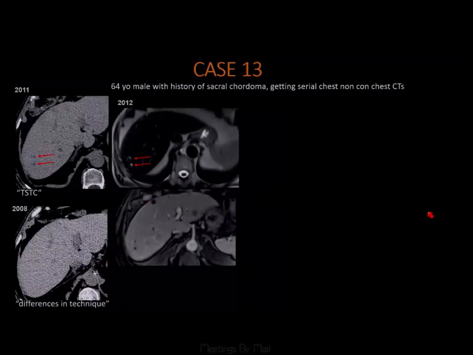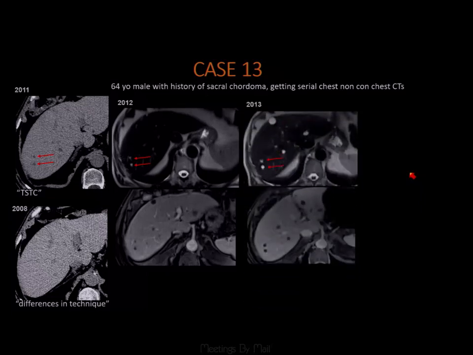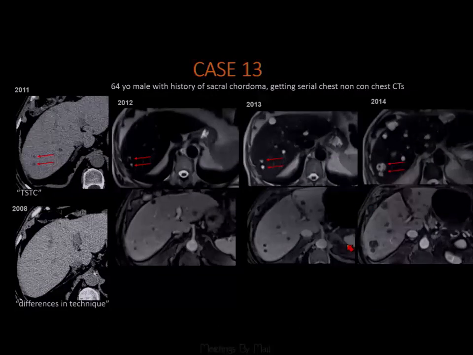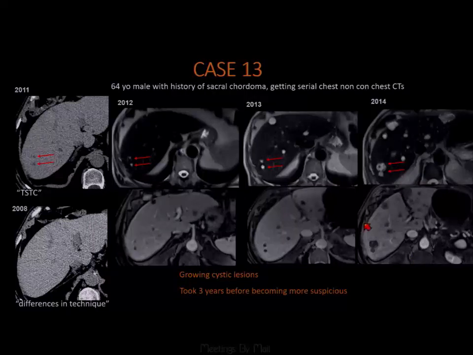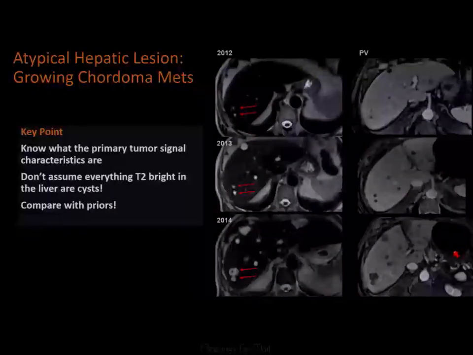These were T2 hyperintense lesions. They said, oh, these are cysts. Follow-up MRI in 2013. Yeah, they're still cysts. They're a little bit bigger. And then in 2014, all of a sudden now you're seeing there's a little bit more of internal complexity, maybe some heterogeneous internal enhancement. These were growing cystic lesions. It took us 3 years before we finally said, hey, these are not cysts, and these actually turned out to be growing chordoma metastasis. So key here is to know what the primary tumor signal characteristics are. The chordoma was T2 hyperintense. Don't assume everything in the liver that's T2 bright are cysts, and compare with priors.